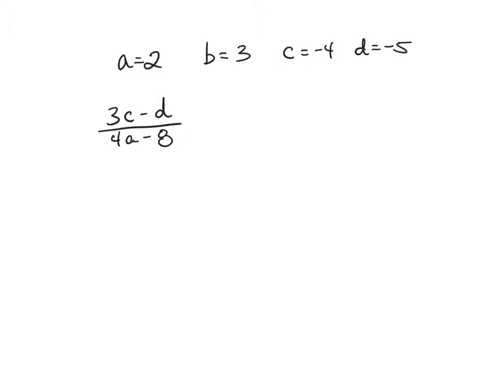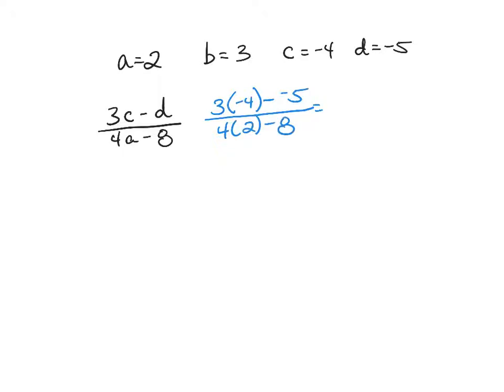Here's 2 more examples to review some concepts that we have talked about. 3c subtract d divided by 4a subtract 8. I'm going to put in the information that I have here. 3c, so it's 3 times negative 4, subtract a negative 5, because it's subtract whatever d is, and d is equal to negative 5, all over 4 times 2, subtract 8.